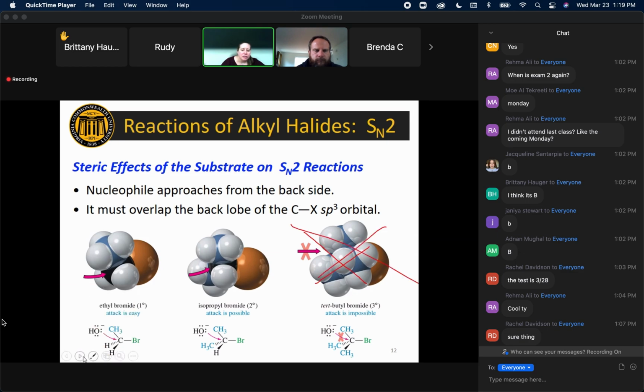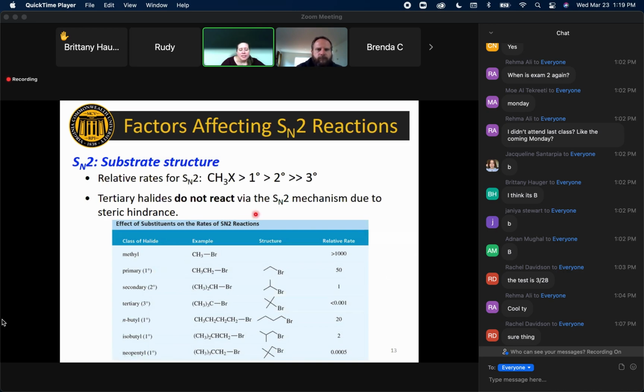So let's take another look at this in a different way. We can talk about this as how well the reaction is going to go. We can also talk about it as relative rates. And you can see that for SN2, the rate of a completely unsubstituted methyl halide is faster than the rate of a primary alkyl halide, which is faster than the rate of a secondary alkyl halide. And all of these are way faster than a tertiary alkyl halide, which is so slow that it can be considered as does not react using this mechanism because of those sterics.